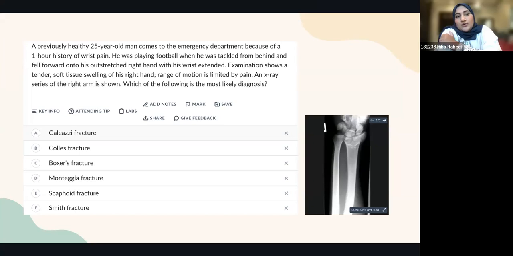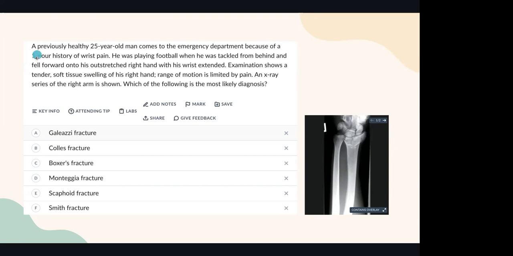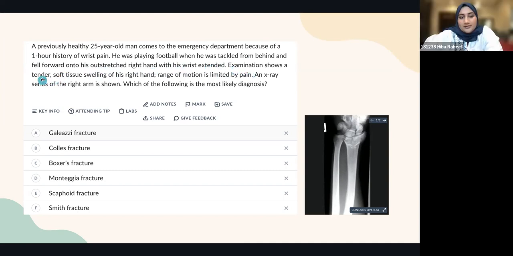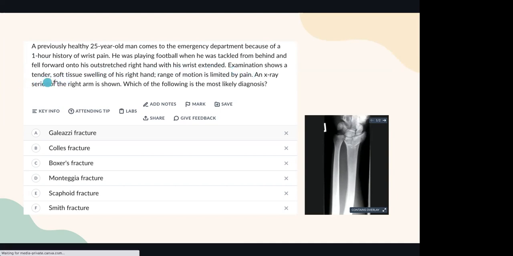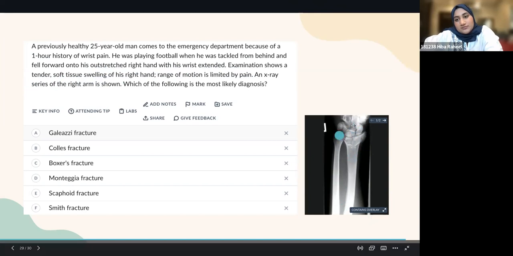So first tell me the key words in this question. I want you to point out the important parts of the question. Fell forward onto his outstretched right hand with his wrist extended. Soft tissue swelling of his right hand. And so what do you see in this image? Do you want me to explain it, or do you need help, or would you do it?